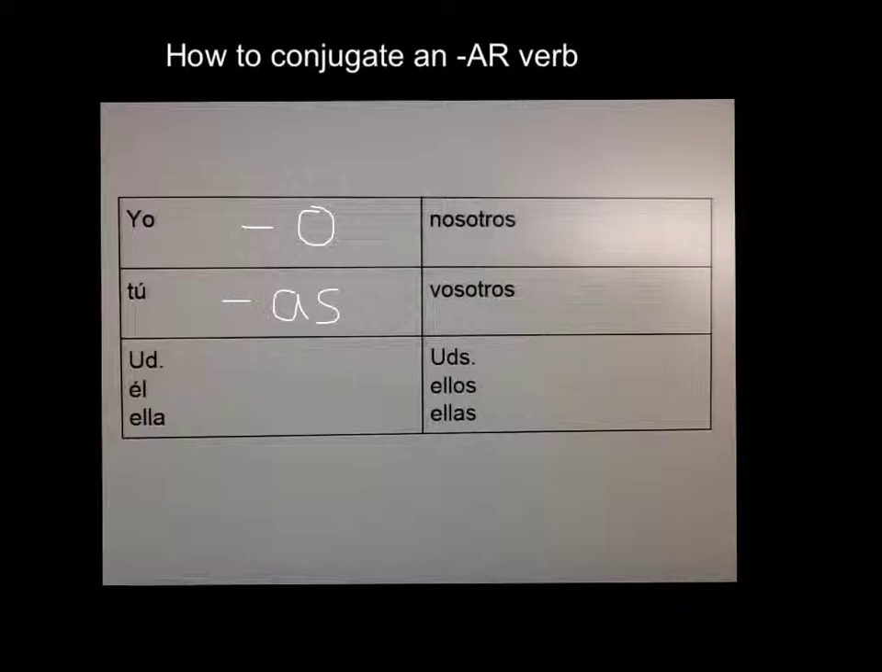Usted, él, and ella always receive a. Nosotros ends in amos. Vosotros receives áis. Notice the accent mark over the a. Ustedes, ellos, and ellas always receive an.